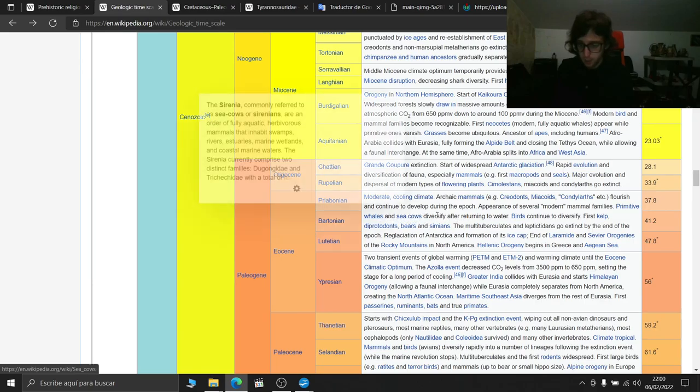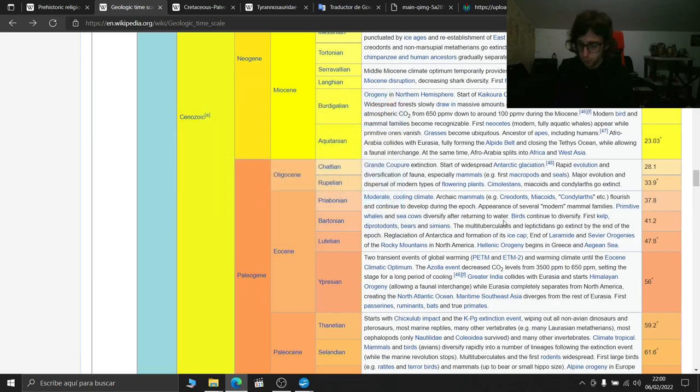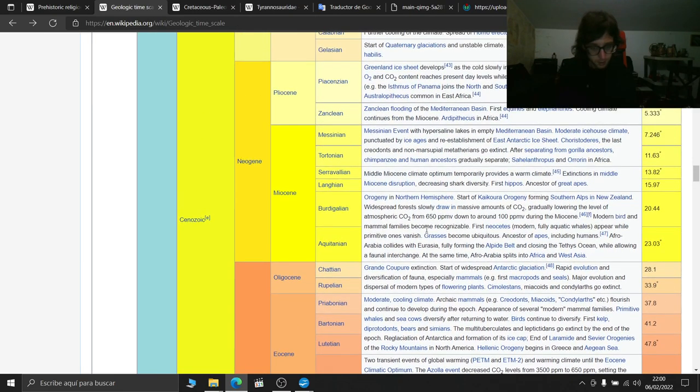Primitive whales and sirenians diversify after returning to water. Birds continue to diversify. Felids, diplodocus, bears, and simians. Hellenic orogeny begins in Greece and Aegean Sea. Grande Coupure extinction, start of widespread Antarctic glaciation. Rapid evolution and diversification of fauna, especially mammals. Major evolution and dispersal of modern types of flowering plants. Okay.